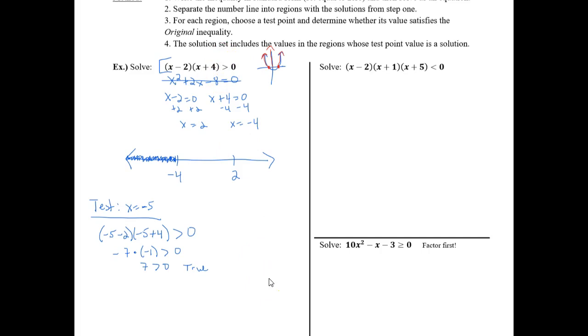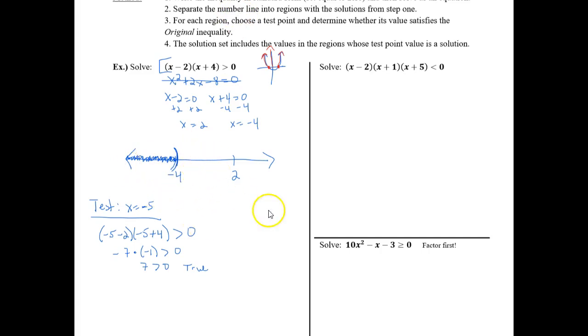So to not include -4, I'm going to use a parenthesis or an open circle. And that's where we see these values here. All of these values are going to get wider and move left forever, and that's why it's going left forever.